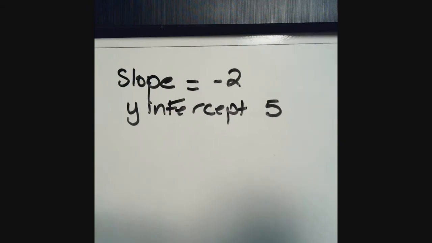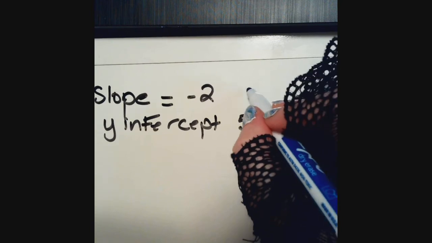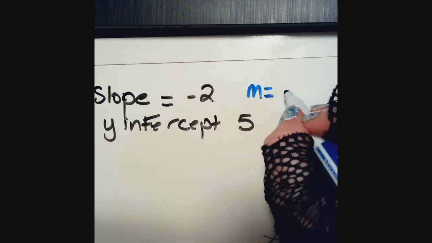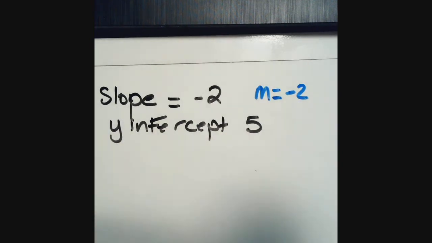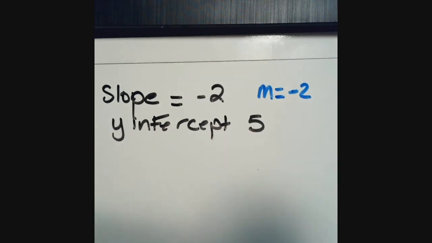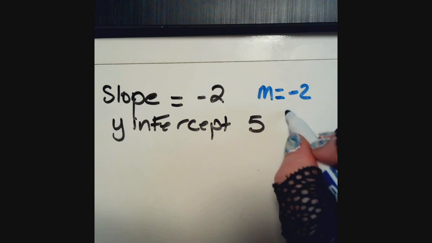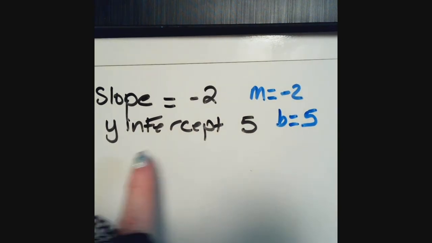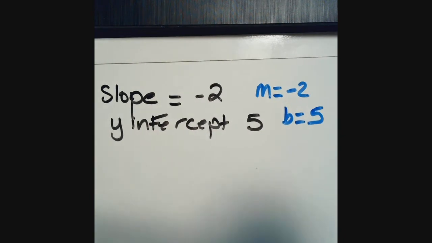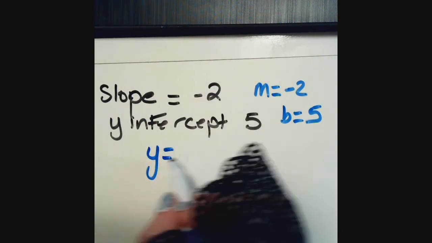So let's start with one real super simple. I'll do a couple where they give you the slope and the y-intercept. Another way to write slope, remember, they might just say m equals -2. That's a shortcut. If you see m equals something, that means slope, and they might just say b equals 5. So that could be the shortcut version. We know that it has to look like this.